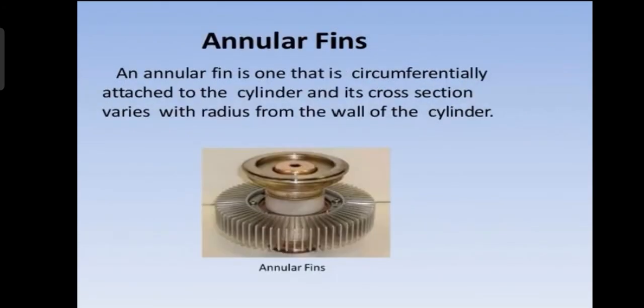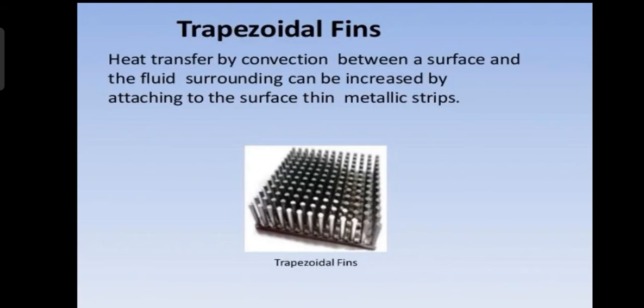Next one is annular fins. An annular fin is one that is circumferentially attached to a cylinder and its cross section varies with the radius from the wall of the cylinder. Here is a picture describing annular fins. The next one is trapezoidal fins. Heat transfer by convection between a surface and the surrounding fluid can be increased by attaching thin metallic strips to the surface. This is called trapezoidal fins.